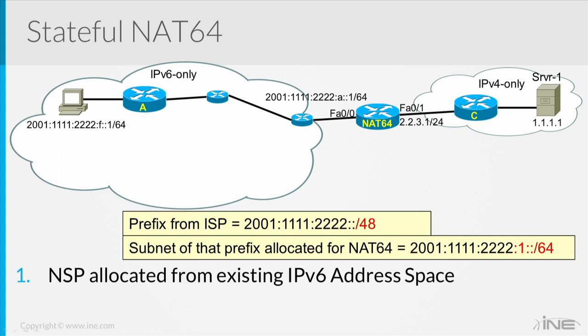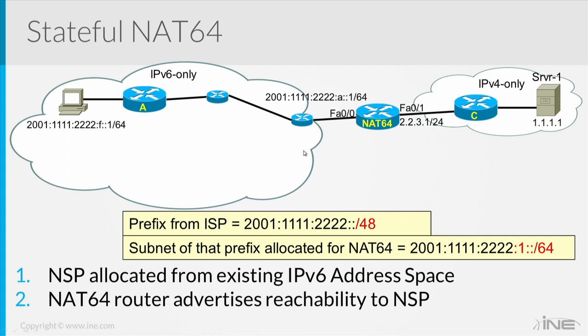So in this particular case, our service provider has given us a /48, and we're going to subnet that out into /64s, which gives us roughly 65,000 /64s we can come up with from this one /48. And of those 65,000 /64s, we're going to use one of them for NAT64. So this one that we see right here is the specific /64 that we're going to use for NAT64.